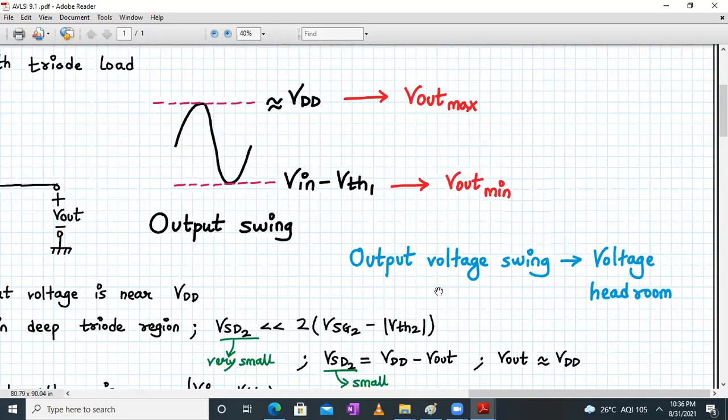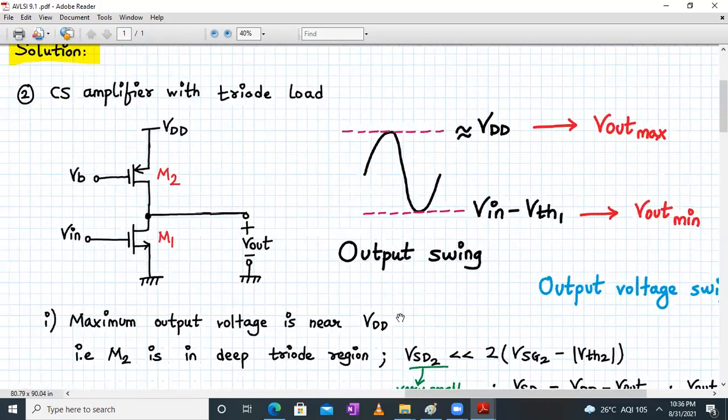Okay, remember one more important thing. Output voltage swing is also called voltage headroom. From now on, whenever we use this, it is the output voltage swing. Okay, so you can have a look at it. I'll keep this steady for some time.